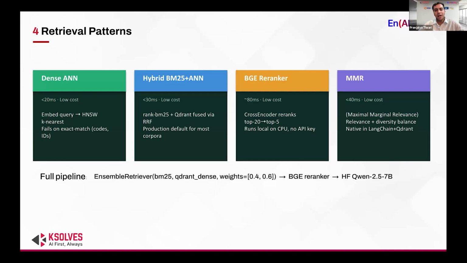Now, what happens behind the scenes when we use this kind of ensemble retriever is that it does both separately. It first retrieves the top n elements from BM25, and then it retrieves the top n elements from ANN.